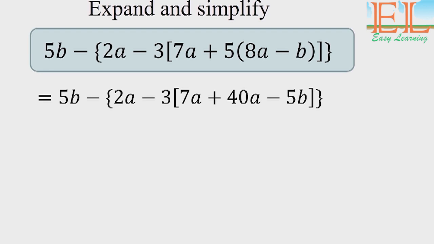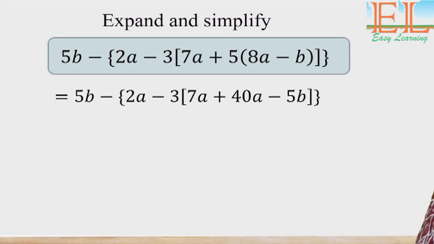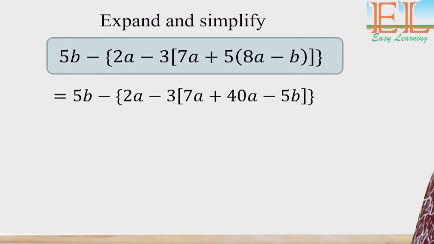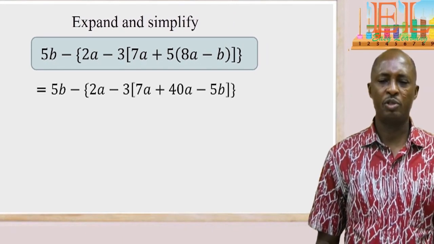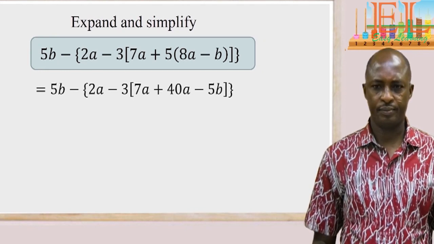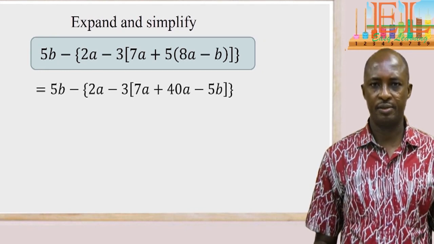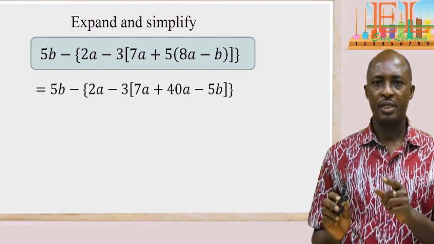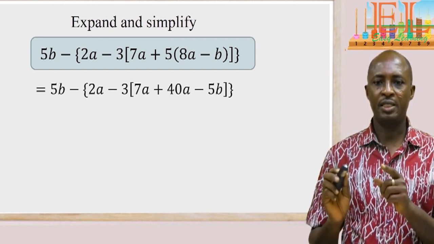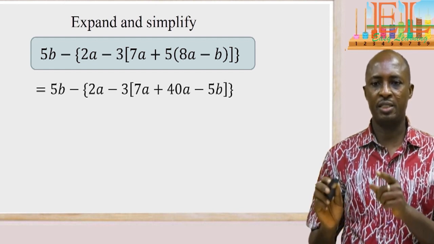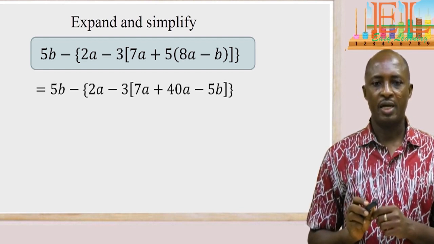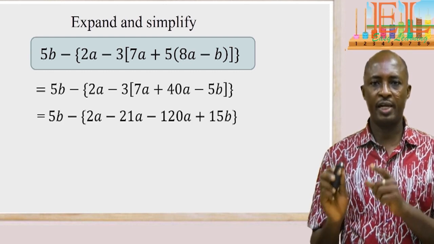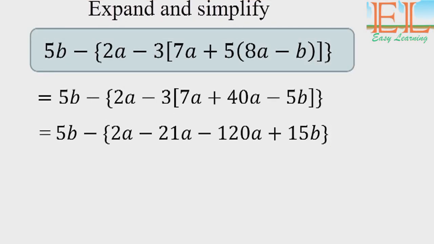There are two ways of going about this. You can simplify the inner bracket before you expand again. You can also continue your expansion. And that's exactly what I did. Expanding negative 3 open bracket 7a plus 40a minus 5b, I'll get negative 21a minus 120a plus 15b.